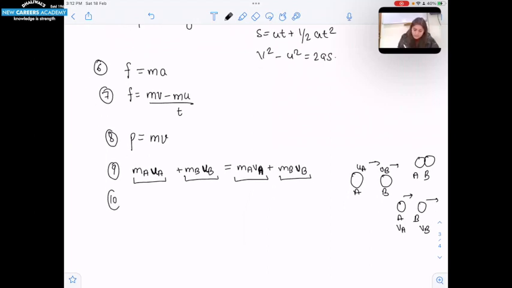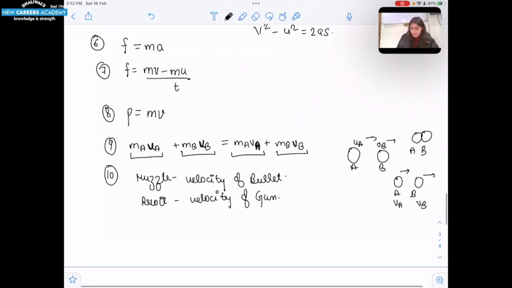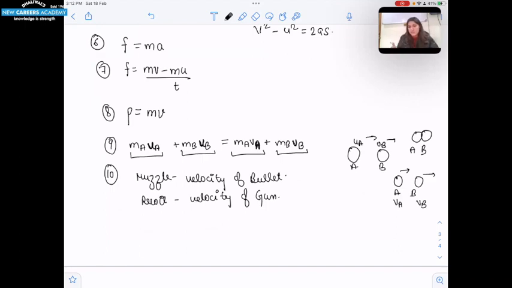So based on this conservation law, we have a formula for muzzle and recoil velocity. Muzzle velocity is the velocity of the bullet, and recoil velocity is the velocity of the gun. When we fire a shot, the gun moves backwards. The velocity associated with it is the recoil velocity, and muzzle velocity is the velocity of the bullet.